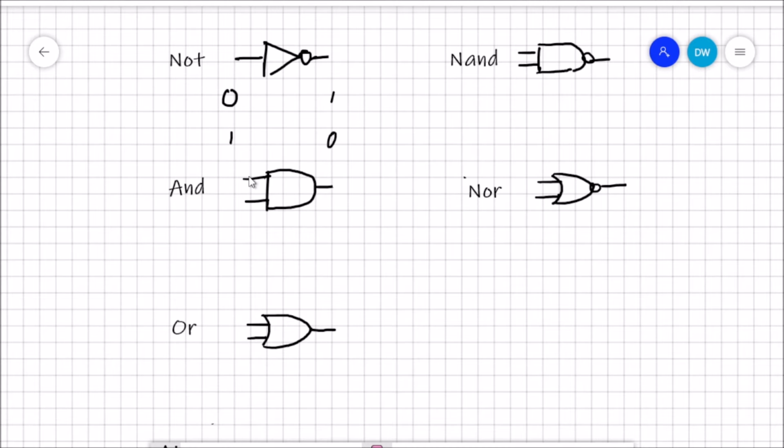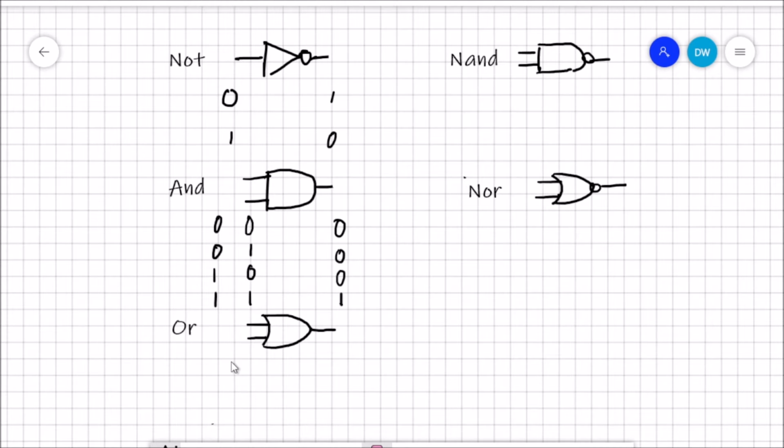AND gate. An AND gate will have 2 inputs. Now, an AND gate basically tries to check if both conditions are met. So if both of them are low, then the output will be low. If either one of them is low, the output will still be low. The output only becomes high if both inputs are high. So that's AND, because A and B have to be high for the output to be high.